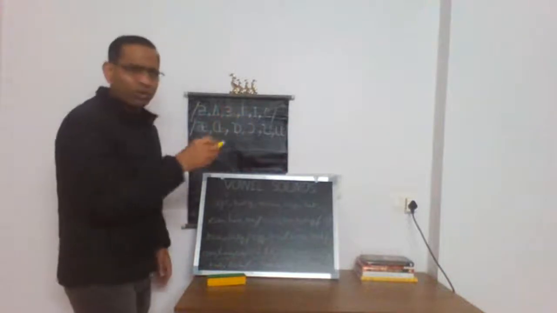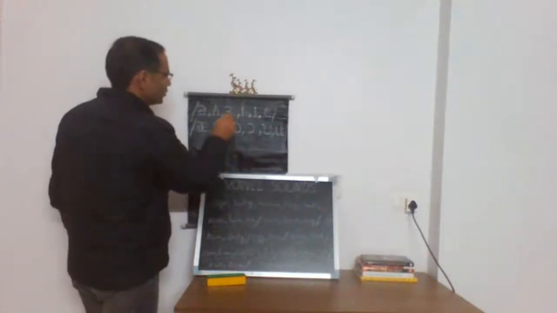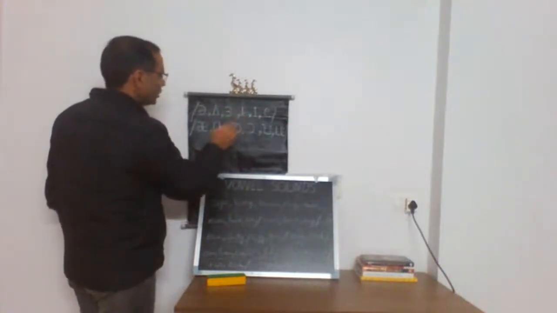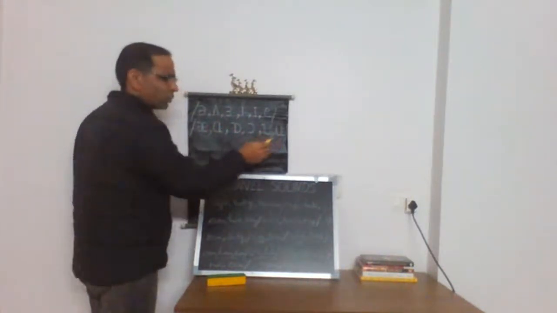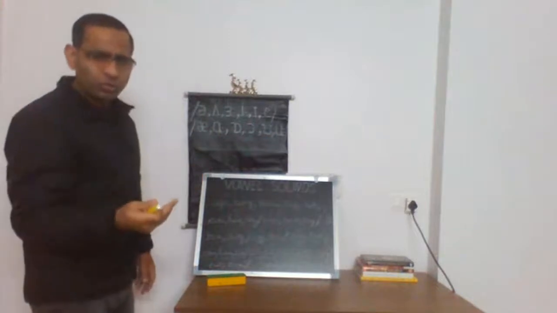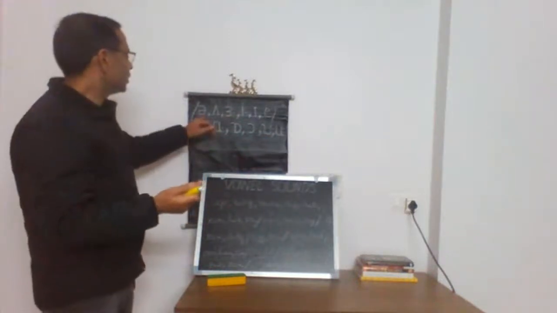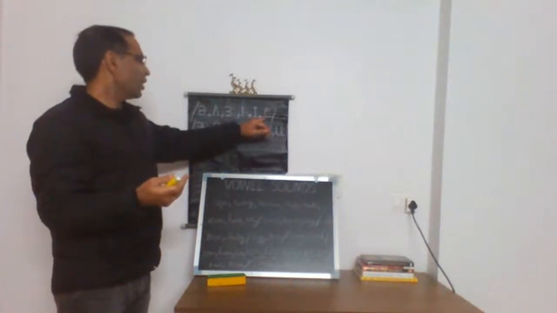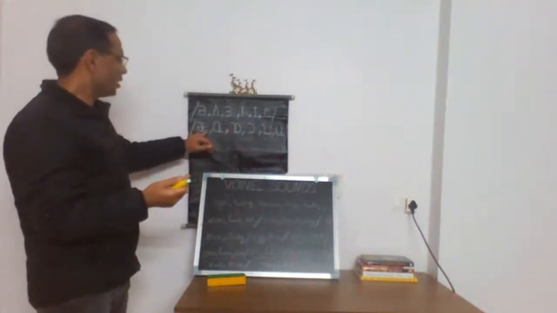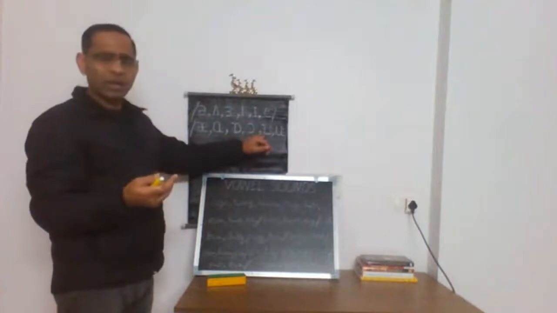The 5 long monophthongs are these: a, e, a, o, and u. The remaining are the short monophthongs: a, e, a, o, and u.